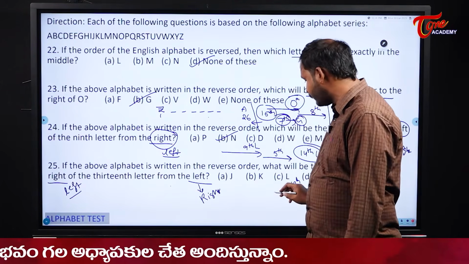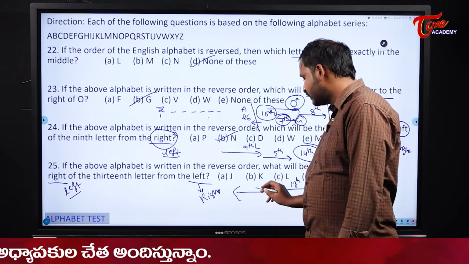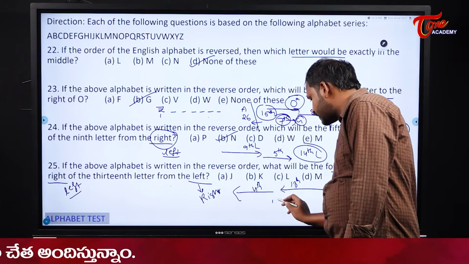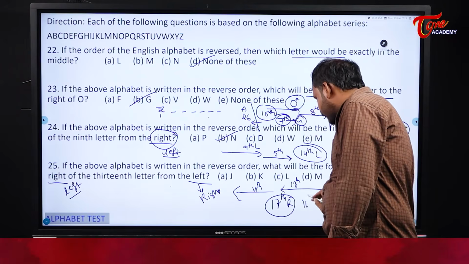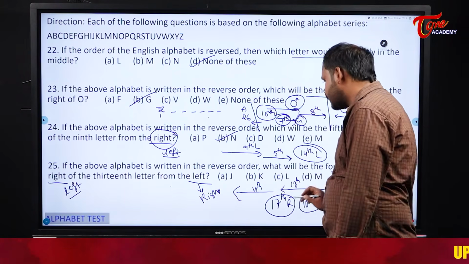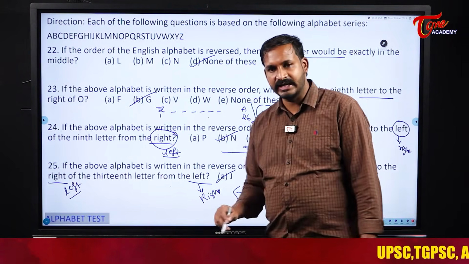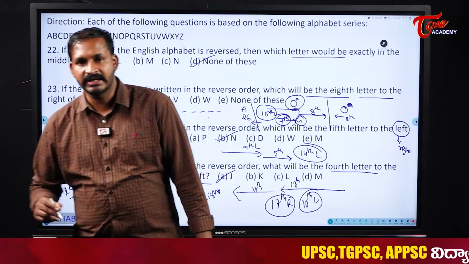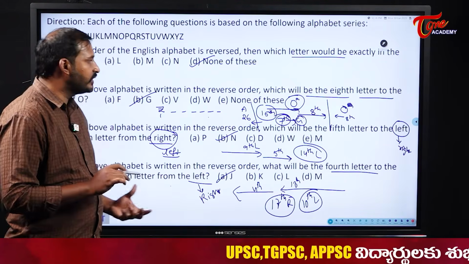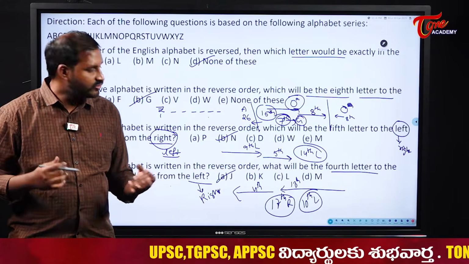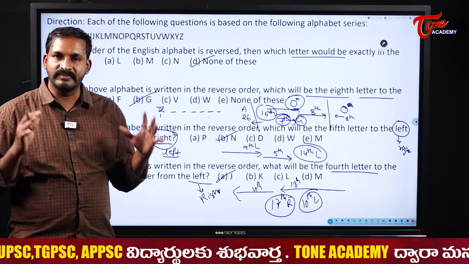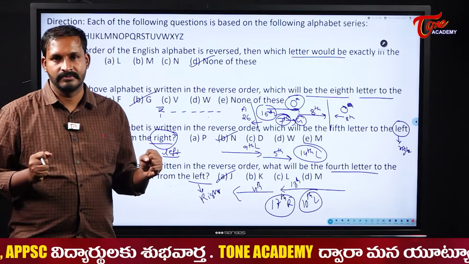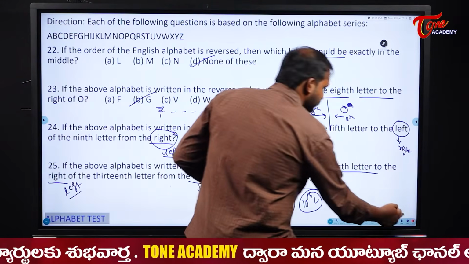4th letter to its left means still I will move in the same direction. So 13 plus 4, what does it become? 17th from right, which means 10th from left. What is 10th from left, students? J. So my answer here becomes J. This is how you need to solve the problems. Based on the requirement, sometimes we will find from right to left and left to right and it will change, but our core concept remains the same. Okay, right? Next one.